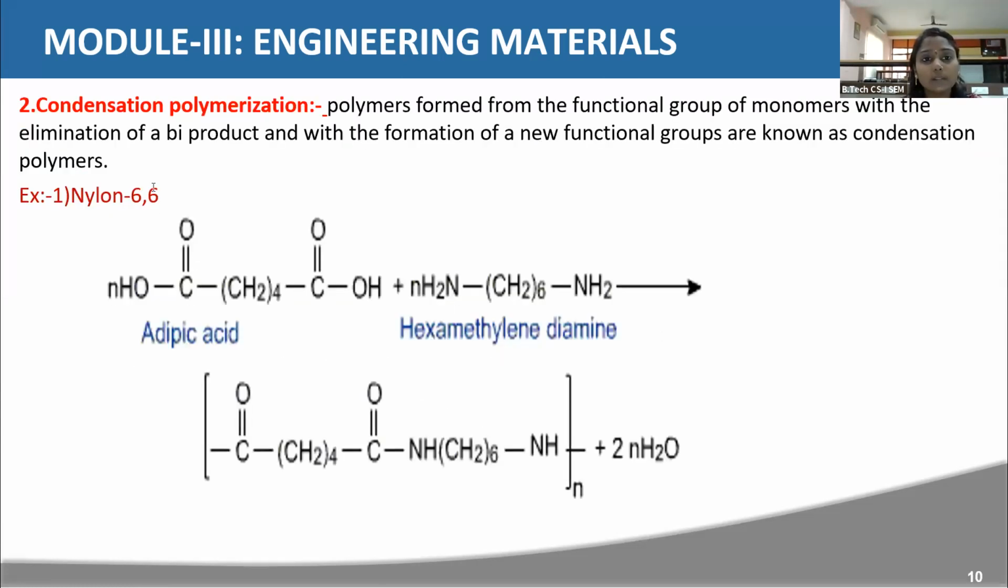condensation polymerization. Polymers formed from the functional groups of monomers with the elimination of a byproduct and with the formation of a new functional group are known as condensation polymers. So polymers are formed by the functional groups of monomers with the elimination of byproducts. So here we have to eliminate.